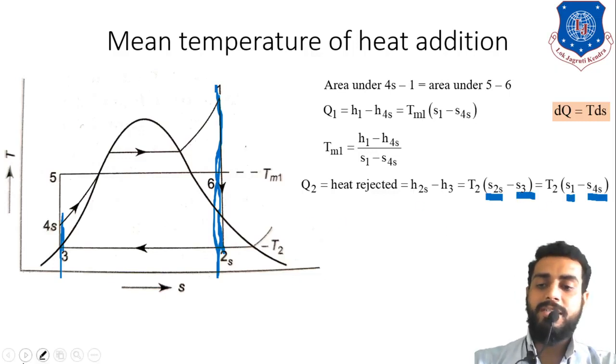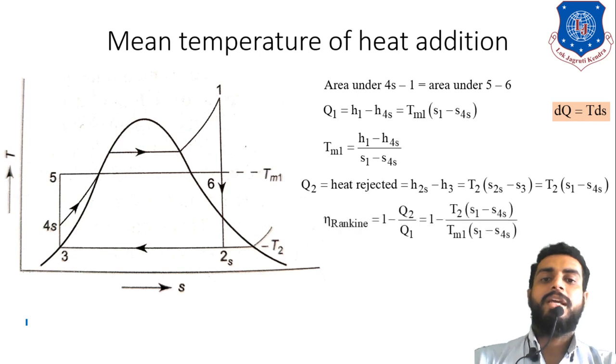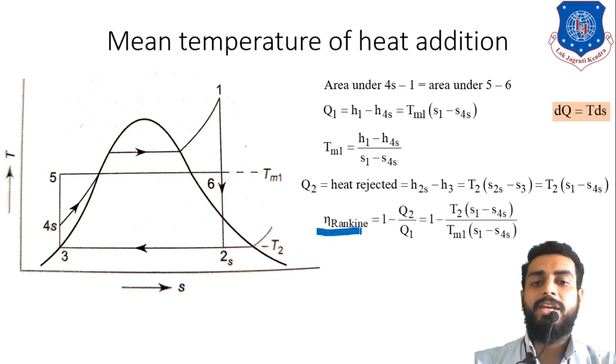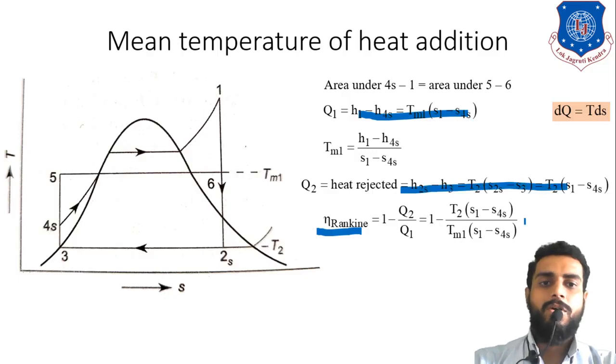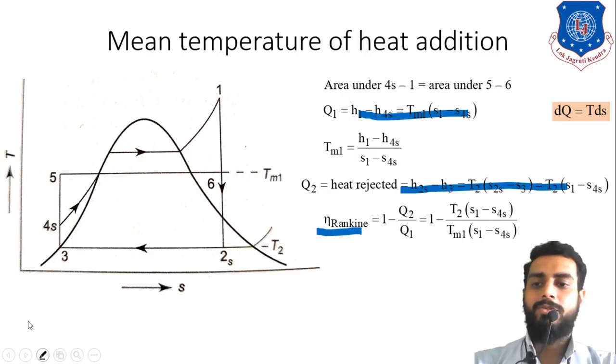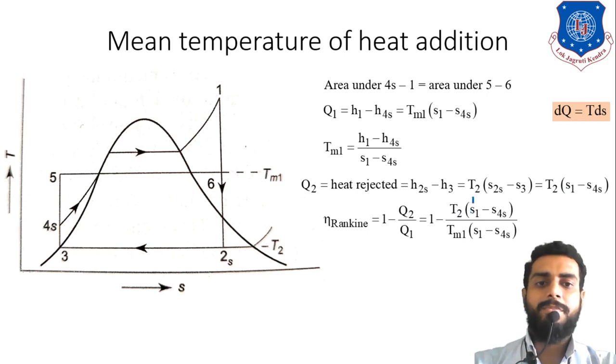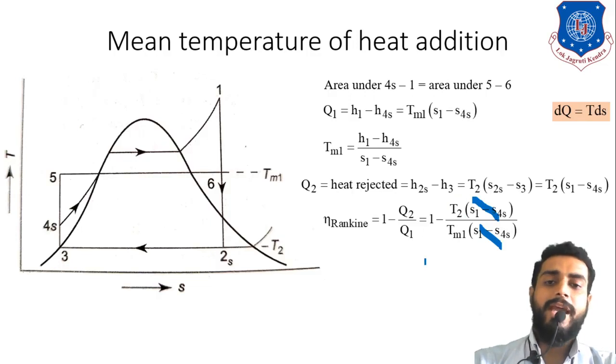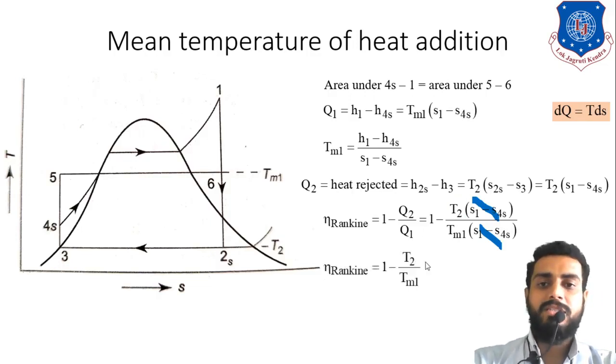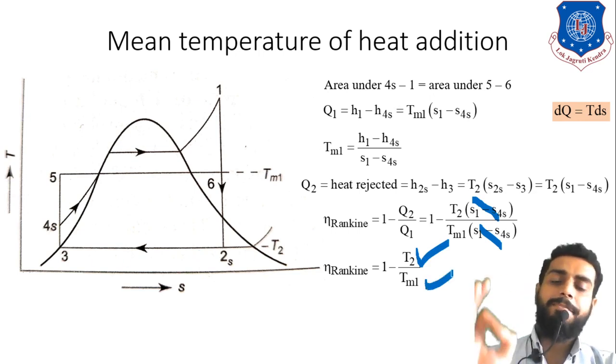Now what is the efficiency equation? Efficiency is nothing but 1 minus heat rejected divided by heat supplied. So Rankine cycle efficiency is equal to 1 minus heat rejected divided by heat supplied. Substitute the values of heat rejected and heat supplied from these two equations. Then you can observe that S1 minus S4s will get cancelled out. So what we are left with is the efficiency of the Rankine cycle as 1 minus T2 divided by Tm1. Here T2 is the heat rejection temperature and Tm1 is the mean temperature of heat addition.